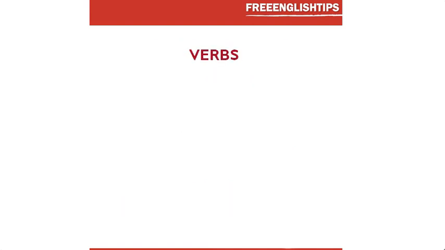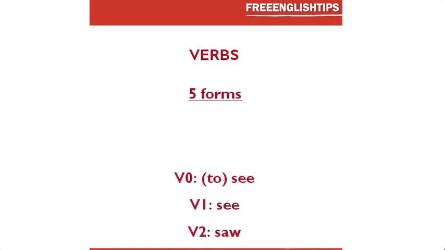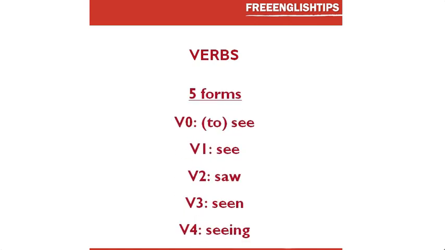You'll also need to know about verbs, and for simplicity, English has 5 verb forms. Now, those are verb 0, which is the infinitive, to see or see. Verb 1, which is the present form, which is I see, you see, he sees. Verb 2 is the past form, which is I saw, you saw, he saw. Verb 3 is also called the past participle. I have seen, you have seen, I had seen.